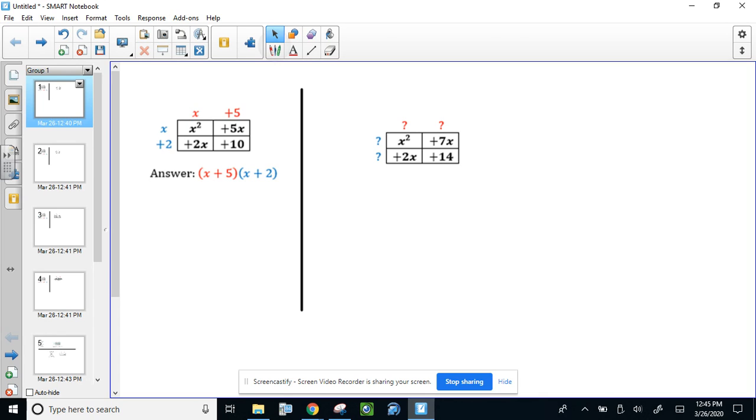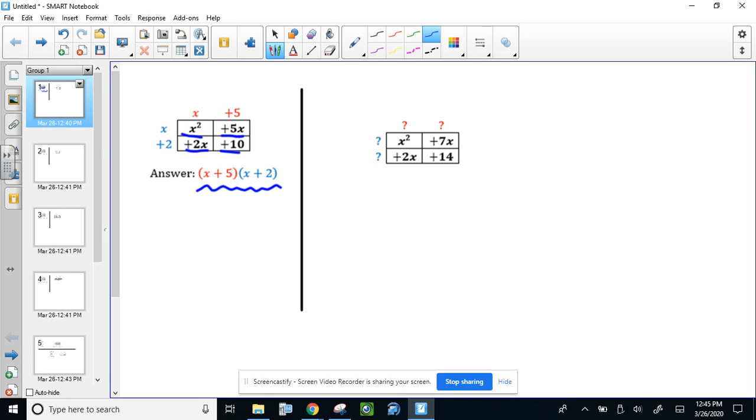So you can see here, I have an example on the side where we have the boxes filled in. We've got our x squared, we've got our 5x, our 2x, and our 10. And our goal is to write everything in multiplication as a product of two binomials. So we have a 2 by 2 box. We want to write it as a multiplication of a binomial times another binomial.